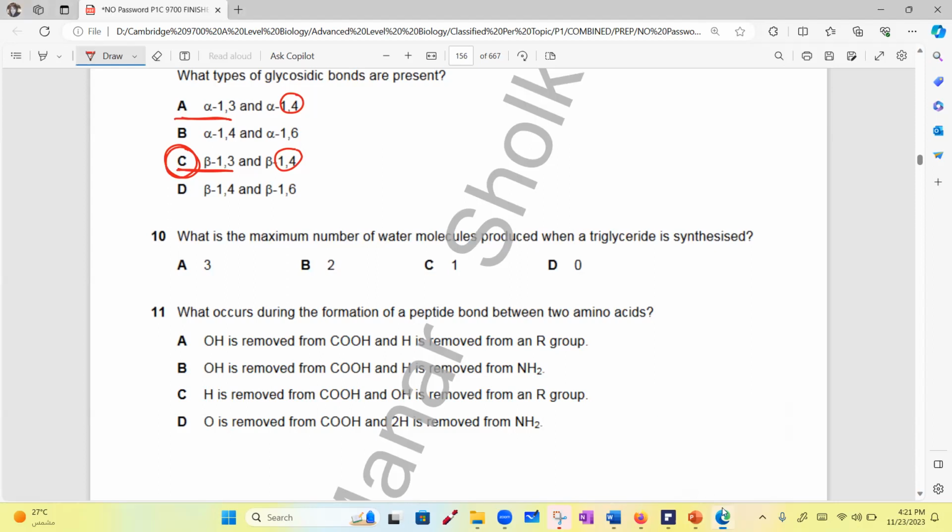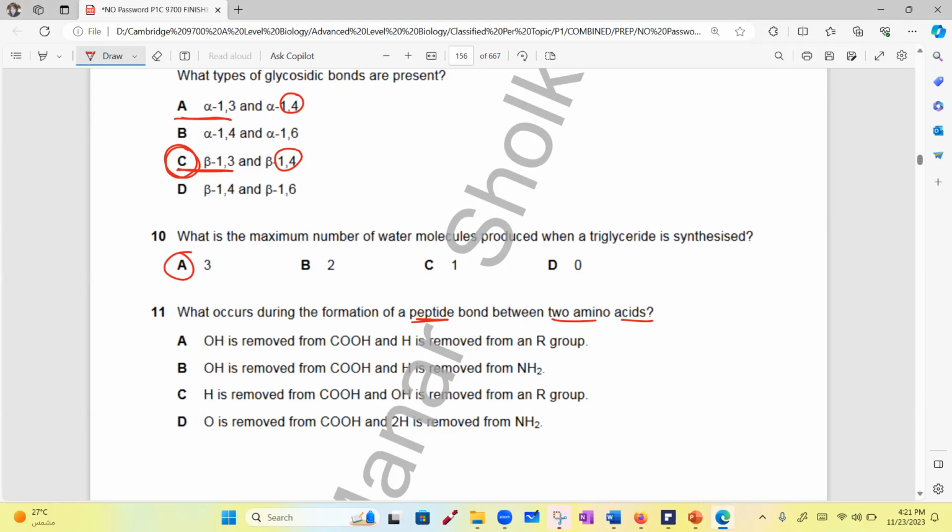Do you all agree that in a triglyceride, 3 water molecules are made? Every glycerol binds with a fatty acid, gives water. Okay, Yassine, 11. What occurs during the formation of a peptide bond between 2 amino acids? Read A, B, C, D, and tell me.